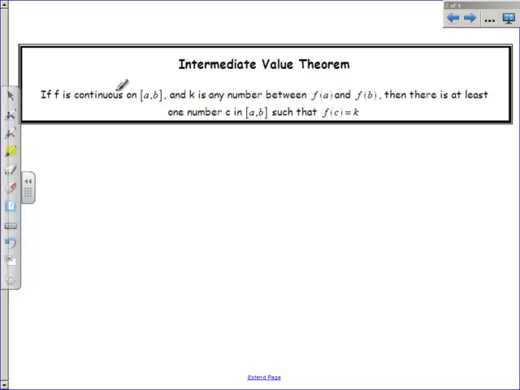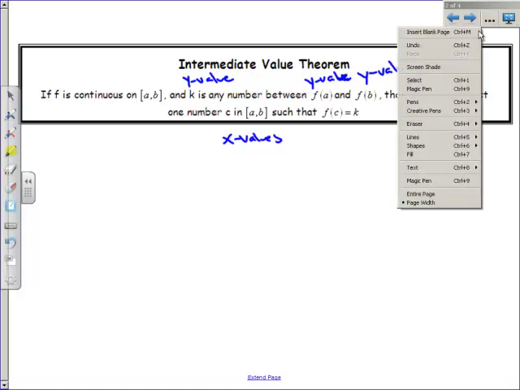First of all, we've got to have a continuous function on a closed interval, and we've talked about continuity, so you should know what that means. And k is any number between f of a and f of b. Keep in mind these are going to be y values. k is a y value, f of a is a y value, f of b is also a y value. Then there is at least one number c in this interval. These are x values, such that f of c equals k.